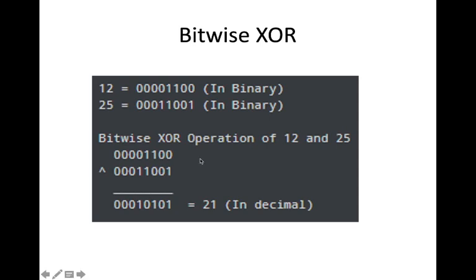When you perform XOR, if any one of the bits is different, then it will be 1. Here 0 and 1, so it is 1. Here both are same, then it is 0. Here 1 and 0 are different, so it is 1. Here both are same, so it is 0. Here 0 and 1, so it is 1. The other two are 0, 0, so it is the same, so it is 0. So the XOR result is 21, this is the binary equivalent of 21. So this is the bitwise XOR operator.